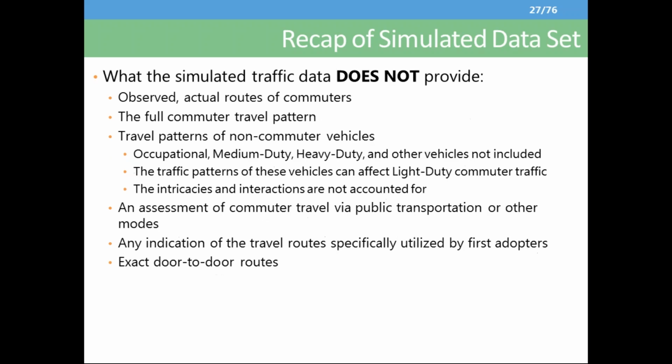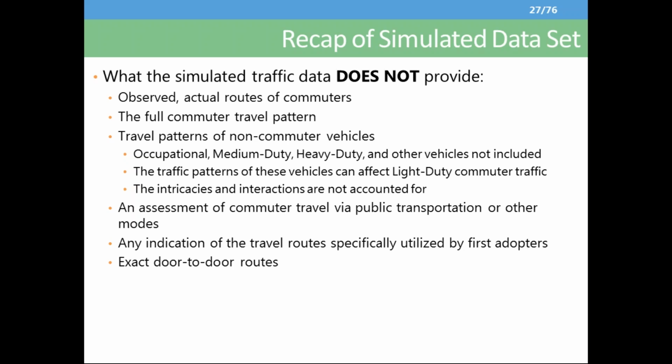What it does not provide, however, is observed actual routes of commuters. It's all a simulation. It does not provide the full commuter travel pattern. In particular, we did not make any assumptions about occupational vehicles, medium duty, heavy duty vehicles, or how those vehicles' travel patterns might impact the light duty vehicles' travel patterns. We also were essentially assuming that every pair of home and work destination was going to be driven. The data set does not say whether or not these people actually drive to their work location. They may take other modes of transportation. So we do not have any information about that.